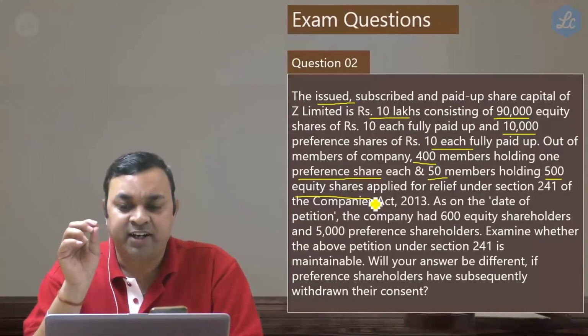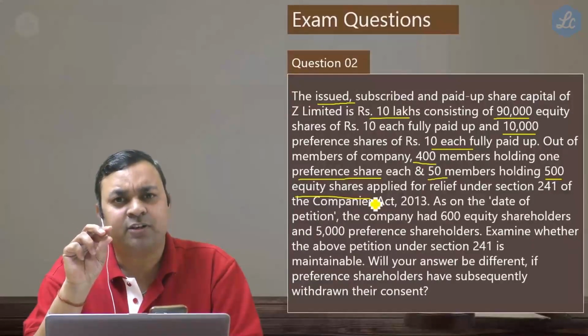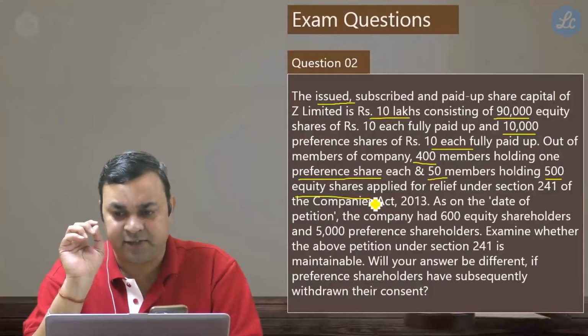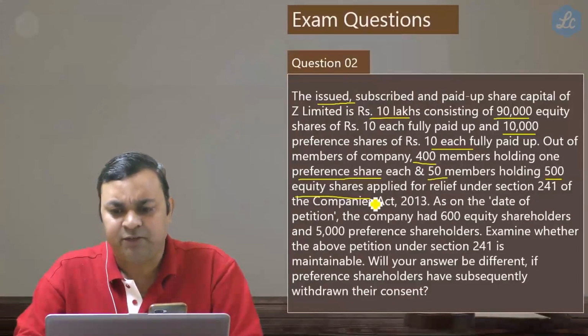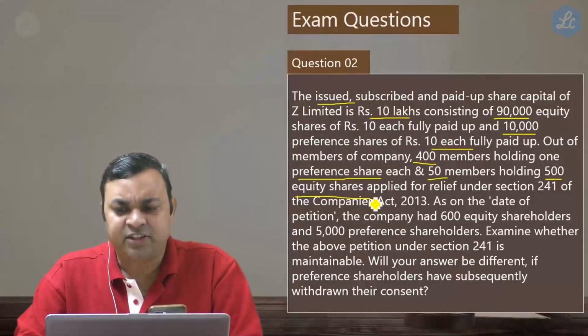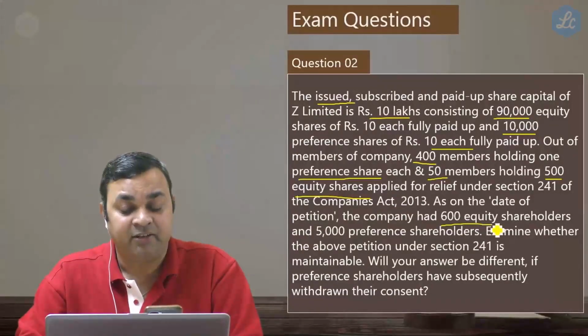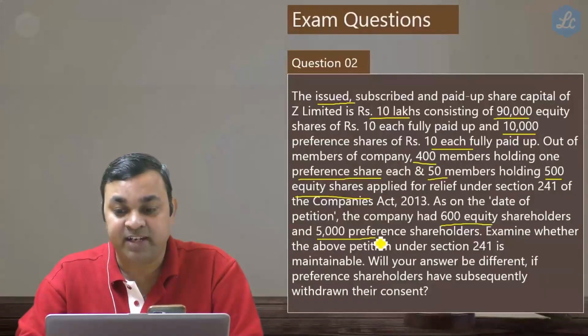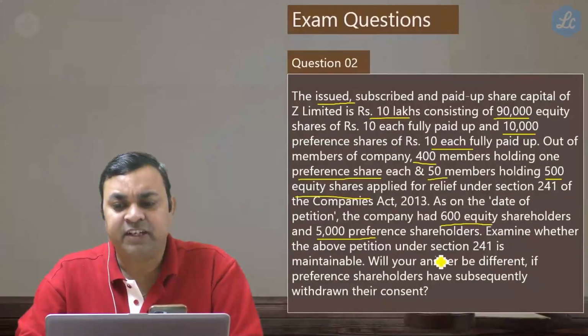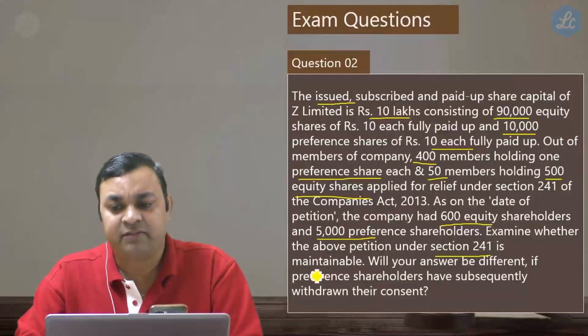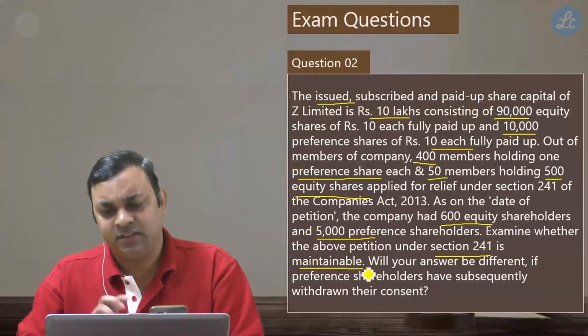So 400 plus 50, so there are a total of 450 members who applied, right? Now, for claiming relief, as on the date of petition, the company had 600 equity shareholders and 5,000 preference shareholders. Examine whether the above petition is maintainable or not. So we need to do the calculation part. Later on there is a second question also.